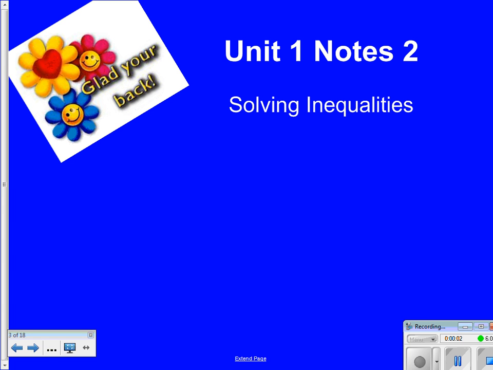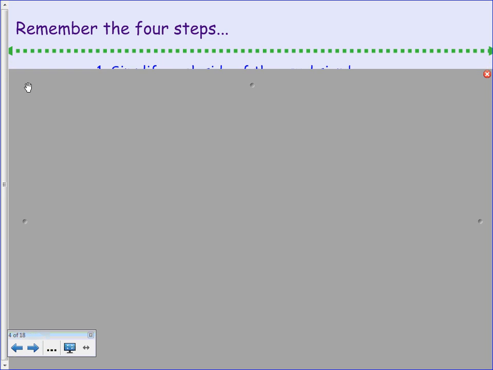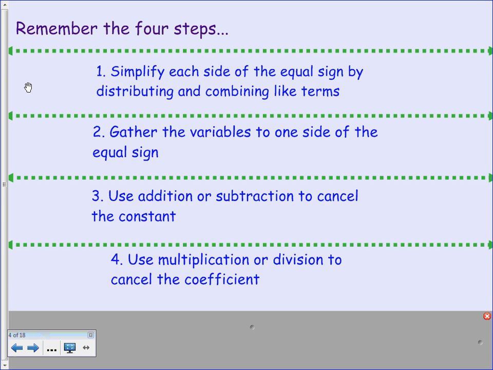All right, welcome to Unit 1, Notes 2. So today we're going to be solving inequalities, which is really similar to solving equations, except now instead of having an equal sign, we're going to have an inequality. So let's quickly review those steps that we had for solving equations.